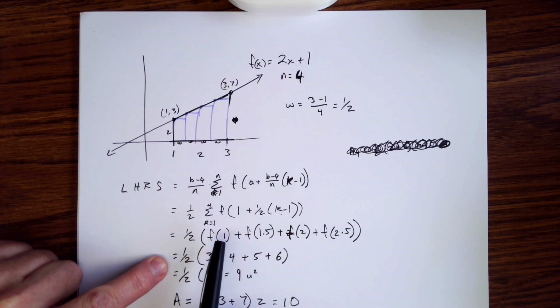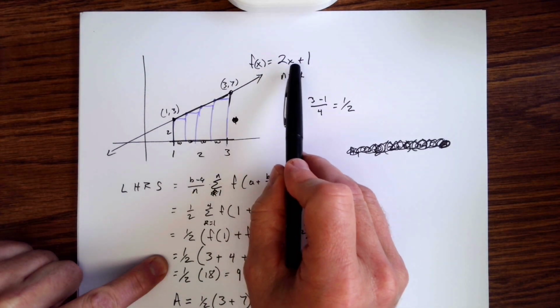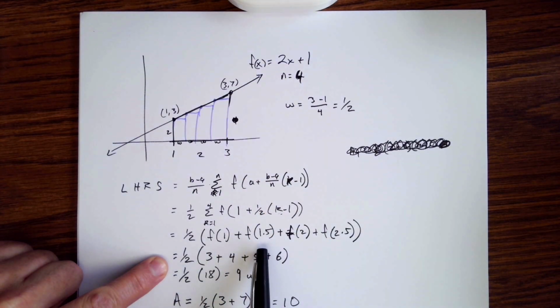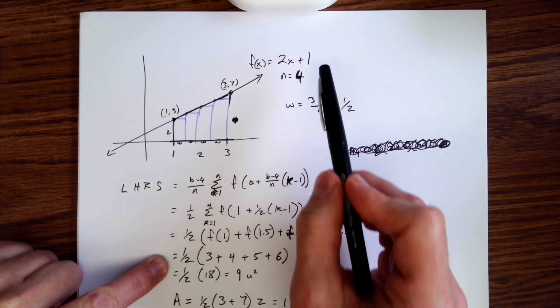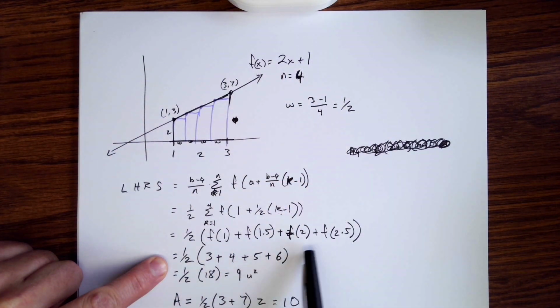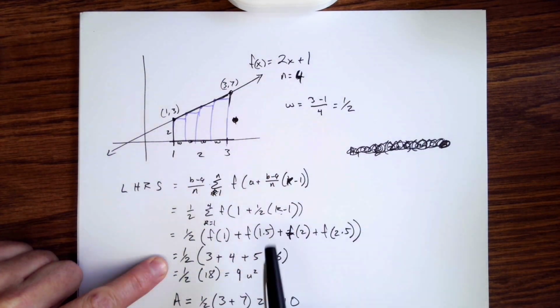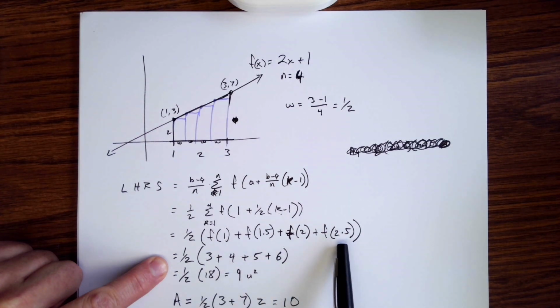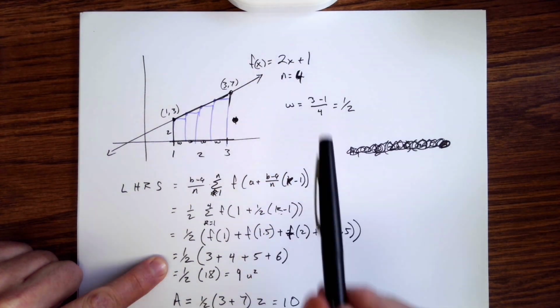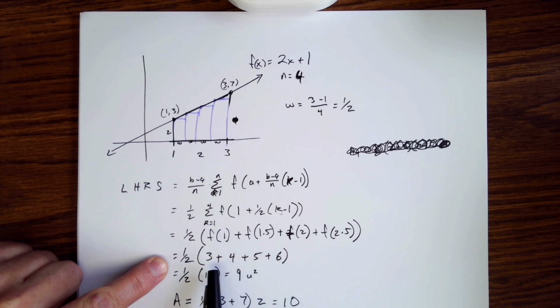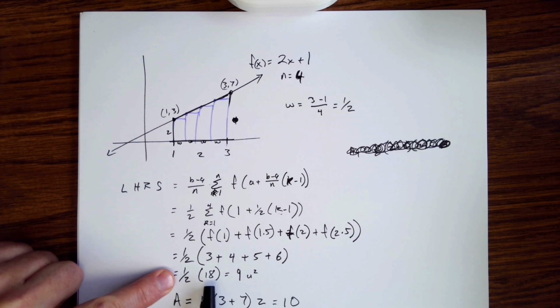Then we take these values and we plug them into the function. So you plug in 1 into the function, so 2 times 1 plus 1 gives 3. You plug in 1.5: 1.5 times 2 plus 1 gives you 4. You plug in 2: 2 times 2 plus 1 gives you 5. And the last one, you plug in 2.5: 2.5 times 2 plus 1 gives us 6. 3 plus 4 plus 5 plus 6 gives us 18. 18 times 1/2 gives us 9.